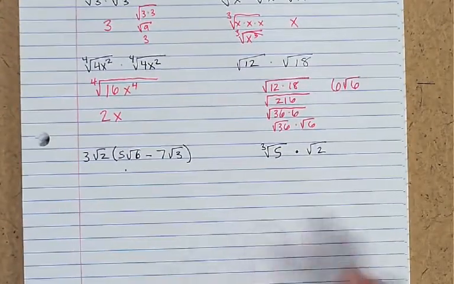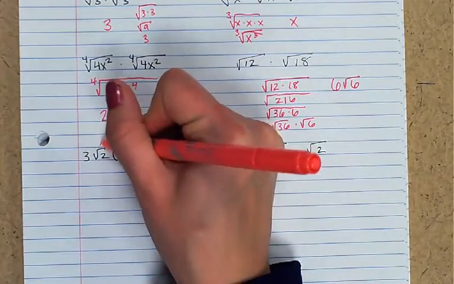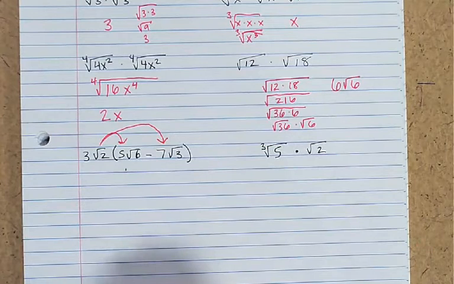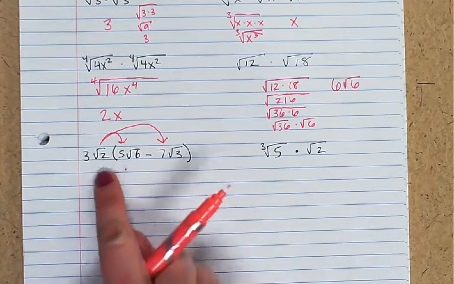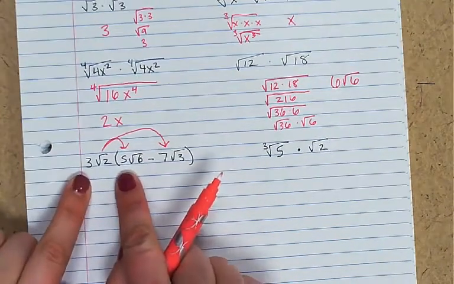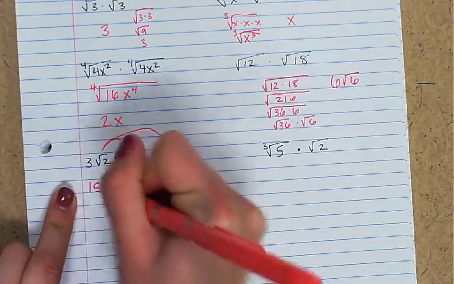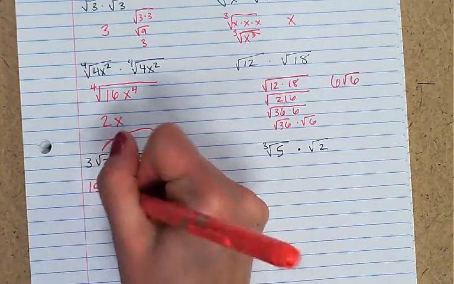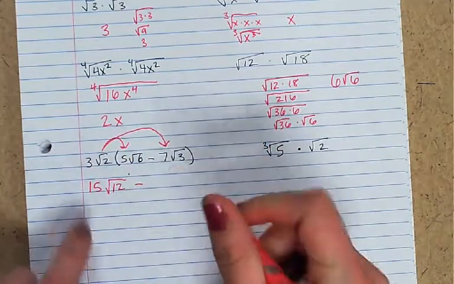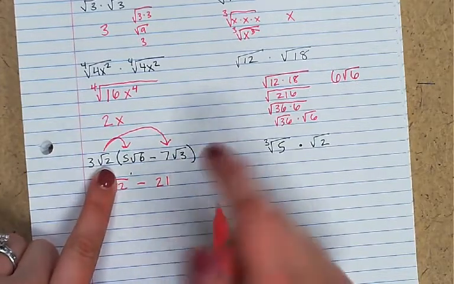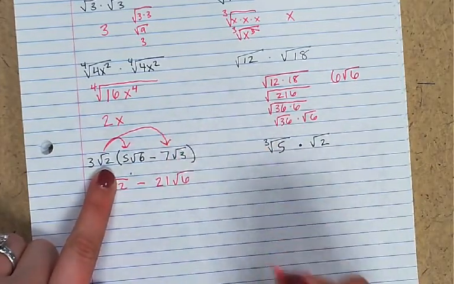On this next one, we're going to have to distribute this 3 root 2 to both parts. You multiply the numbers in front, and notice they're all square root symbols, so we can combine the part that is underneath the radical. 3 times 5 is 15. The square root of 2 times the square root of 6 is the square root of 12, minus 3 times 7 is 21. Root 2 times root 3 is root 6.